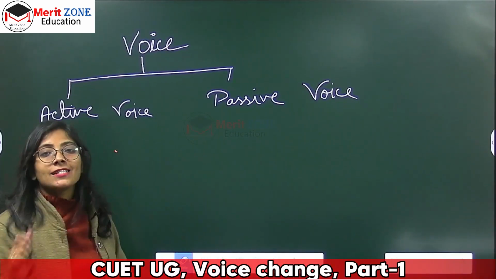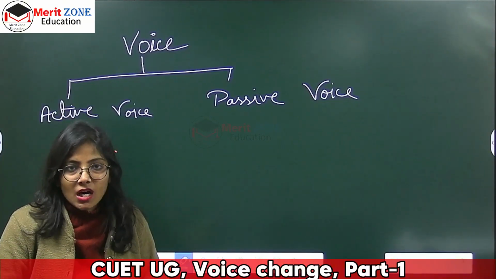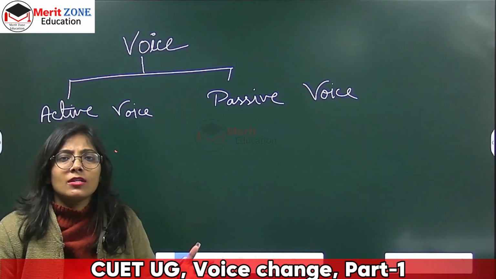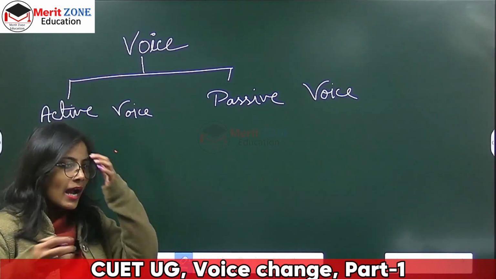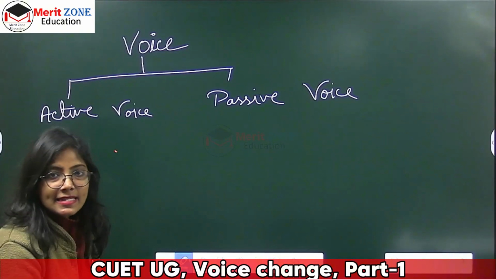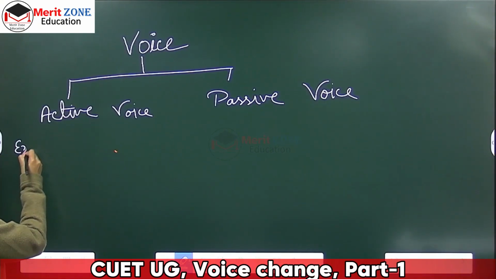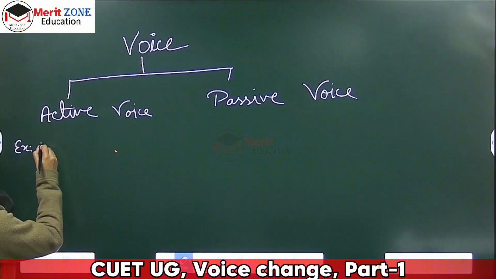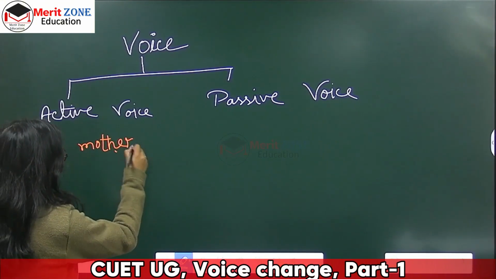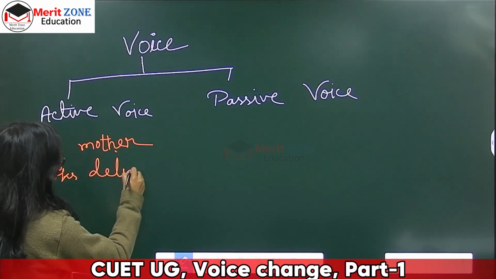When we talk about active voice, this is the simple undertone with which we talk, the most commonly used mode of talking or writing, that as I said, my mother cooks delicious food. So here I'm just straight away following the subject verb object format of making a sentence. So if I say like this, the active voice is, I'll just write an example. My mother cooks delicious food.